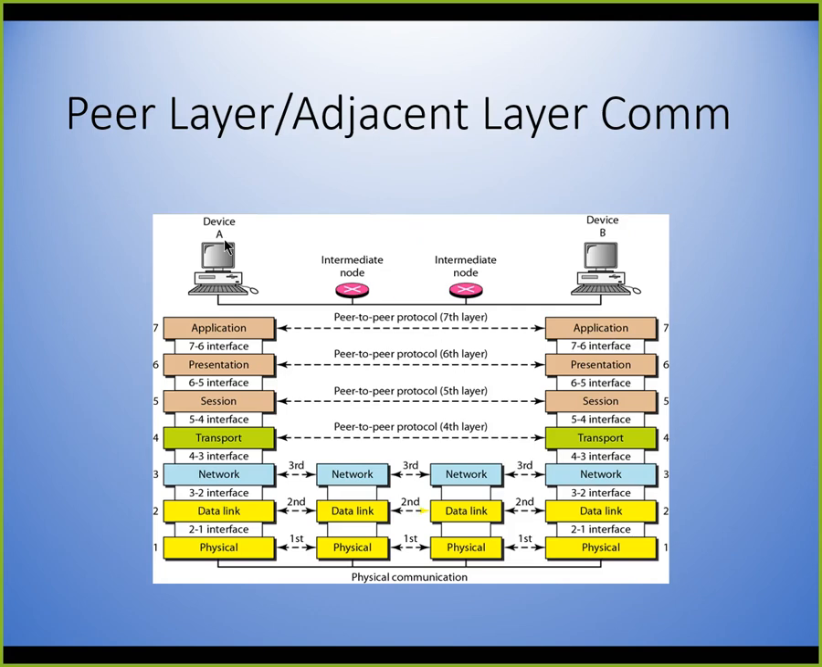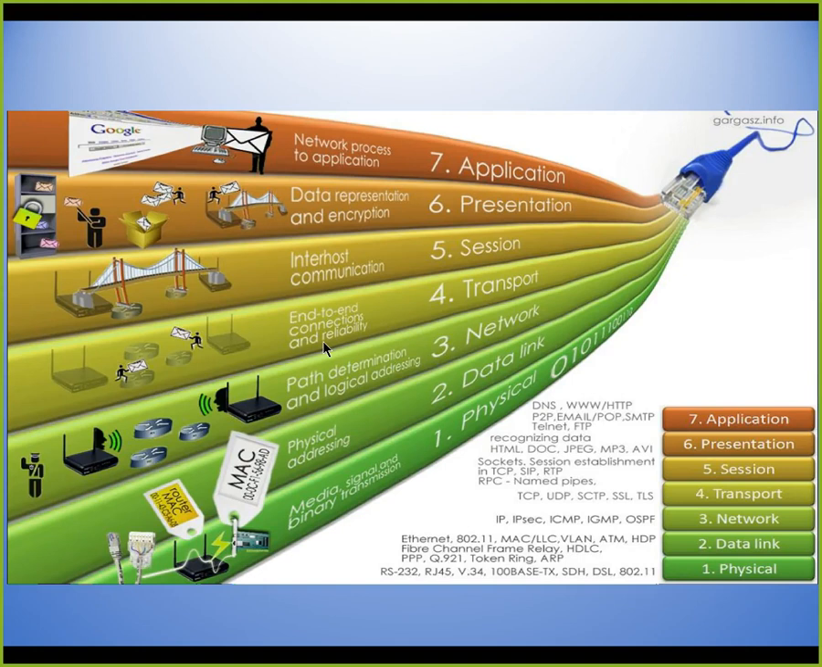The OSI model, or the layers themselves, actually do two different types of communication. They do peer-to-peer. The application layer talks to the application layer, presentation to presentation, session to session, on down the line. They also have adjacent layer communication, so that the physical layer talks to the data link, to network, and on up the line. So peer-to-peer as well as adjacent layer communication.